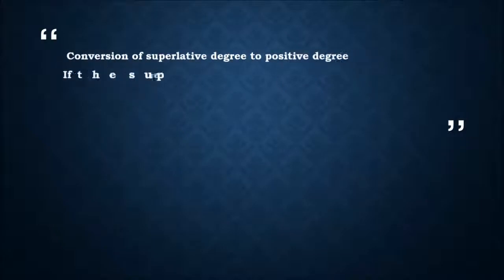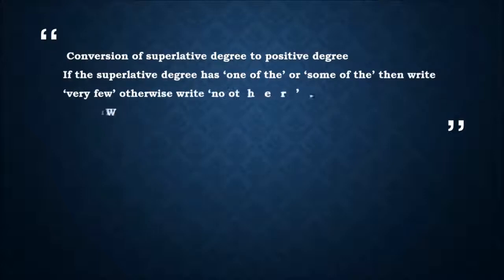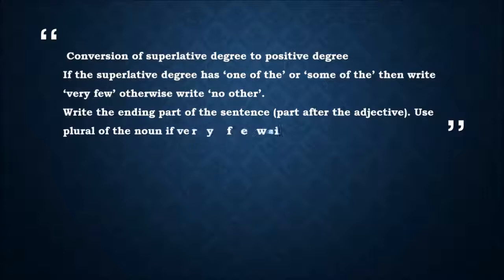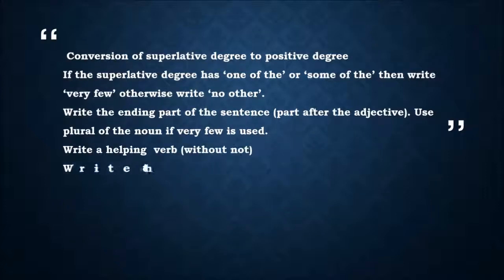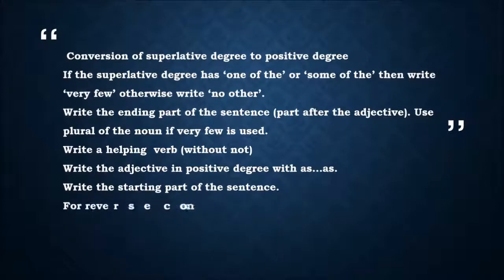Conversion of superlative degree to positive degree. A. If the superlative degree has one of the or some of the, then write very few, otherwise write no other. B. Write the ending part of the sentence, the part after the adjective. Use the plural of the noun if very few is used. C. Write a helping verb, without not. D. Write the adjective in positive degree with as. E. Write the starting part of the sentence.